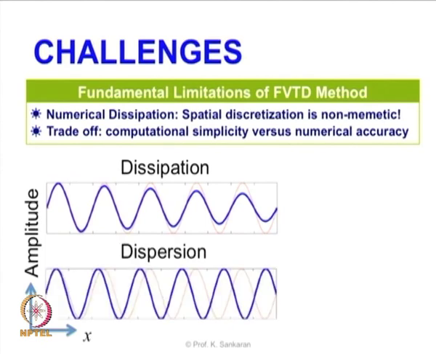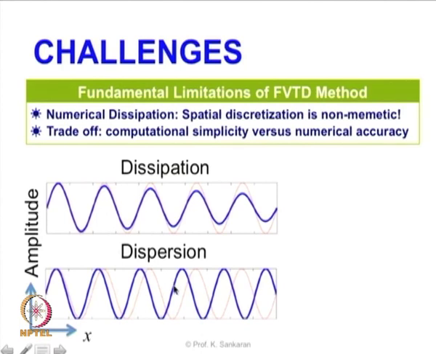The other one is you will also have dispersion, where the amplitude might not be affected, but the propagation velocity of the waves is not actually mimicking or replicating the exact value. So you will see that there is a difference in the wave velocity here, or the propagation speed is different for the exact solution versus the numerical solution.